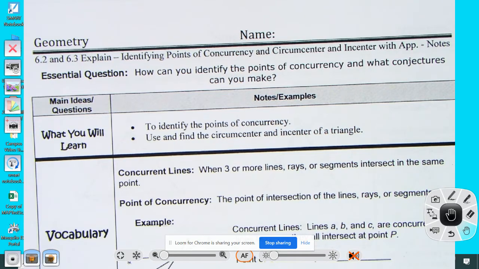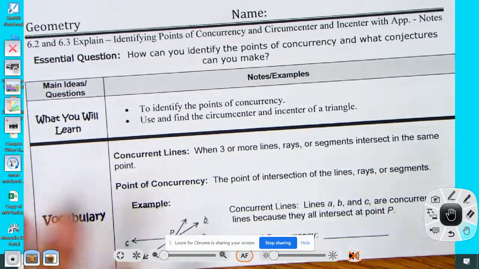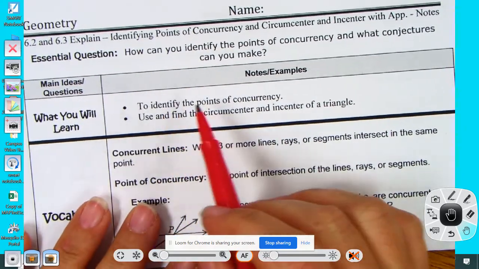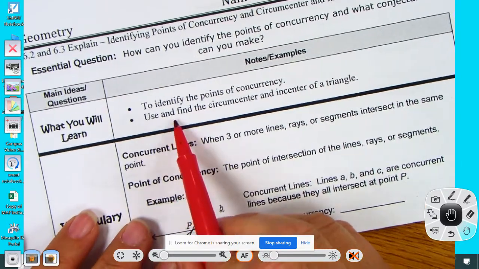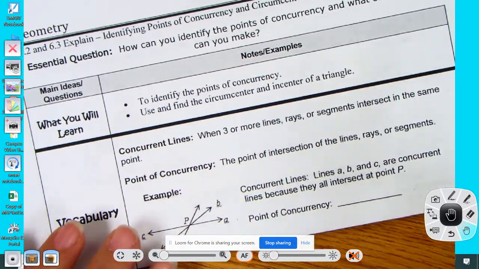If I have three sides of a triangle, then there are three perpendicular bisectors. If there are three angles in a triangle, then there are three angle bisectors. So what happens when three perpendicular bisectors intersect? What happens when three angle bisectors intersect? We're going to identify the points of concurrency, which is a new term, and then find the circumcenter and the incenter, which are both new terms.